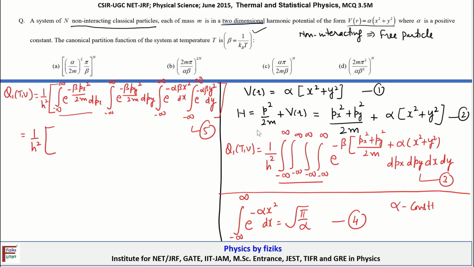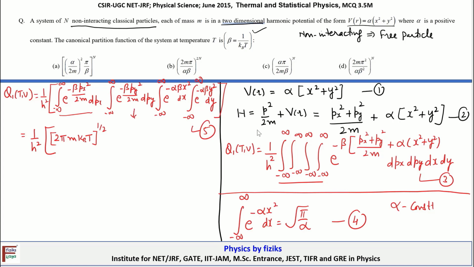Okay, so now we will apply equation 4 to the first integral, and by applying this we will get root pi by alpha. So root pi by alpha will give us (2 pi m kBT) to the power 1 by 2, and root pi divided by beta divided by 2m gives 2m pi divided by beta, so that is equal to (2 pi m kT) to the power 1 by 2.